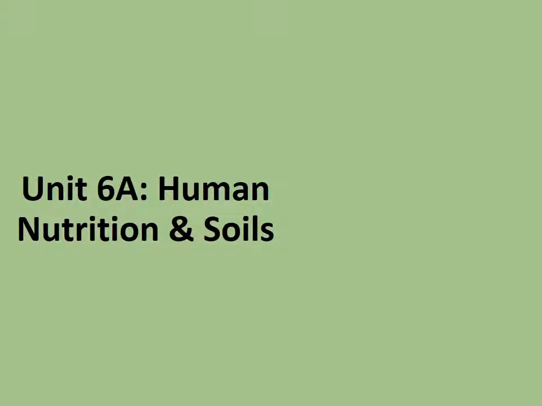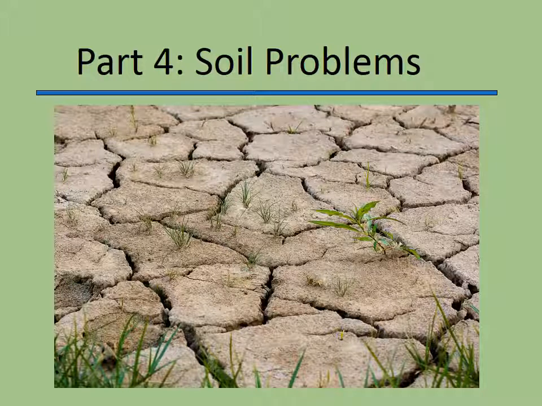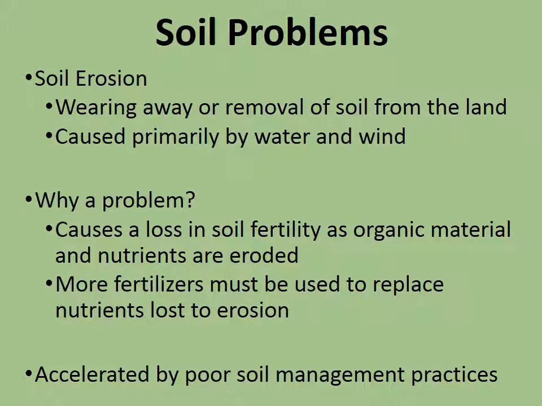So this is our last section of Unit 6A, Human Nutrition in Soils, and this is Part 4, Soil Problems and their Solutions. So soil problems really start with soil erosion, the wearing away of soil from the land. And this is caused really by water and wind. And it's a huge problem because it causes a loss in the soil fertility, and these nutrients are eroded, which means we have to add fertilizers into this soil now to create more plants and fruits, vegetables.